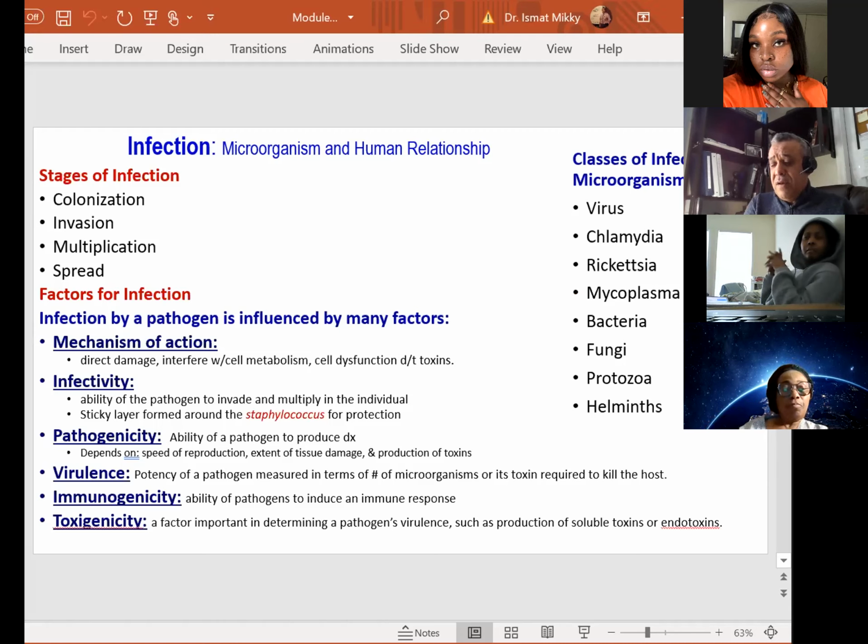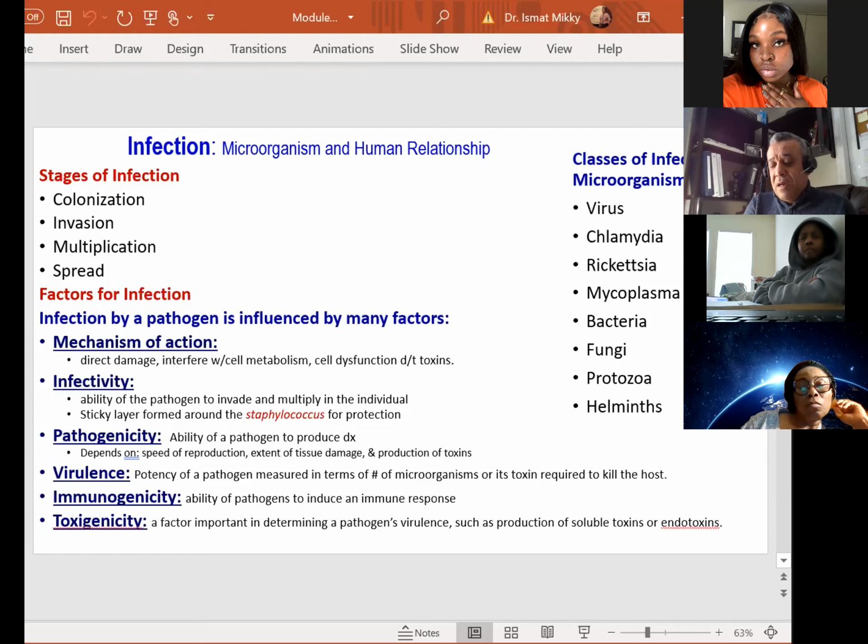And here we have that virulence can be measured, like by colonies, when we grow the bacteria in the lab. When you culture a secretion, drainage, blood specimen, or urine specimen and send it for culture, you're looking for the virulence and seeing the potency of the organism.